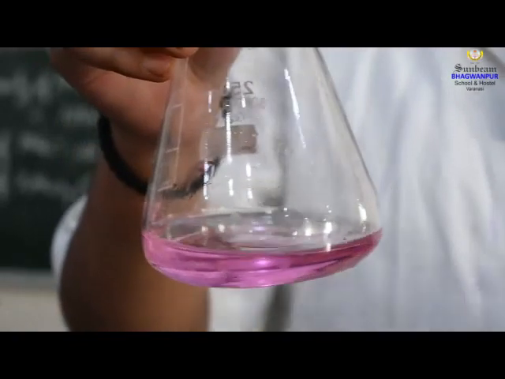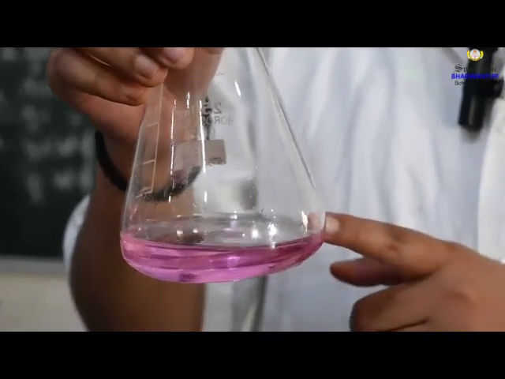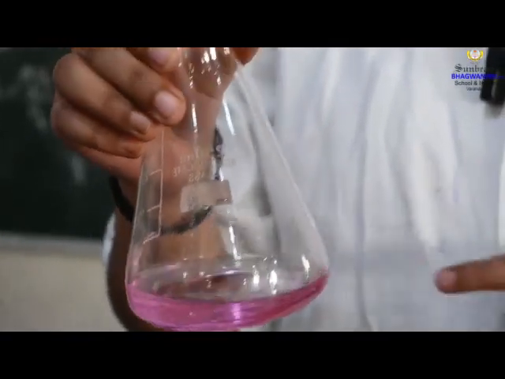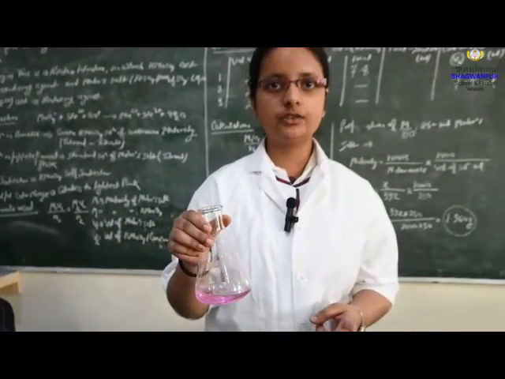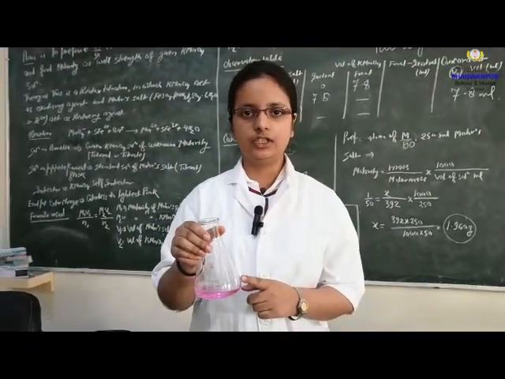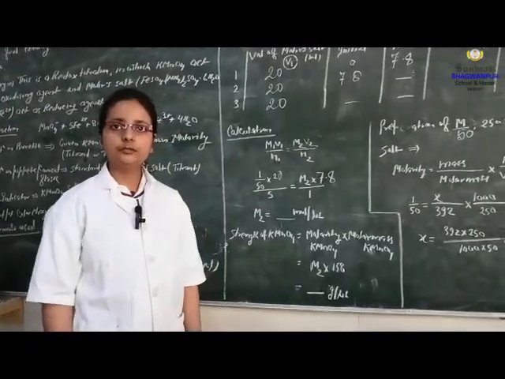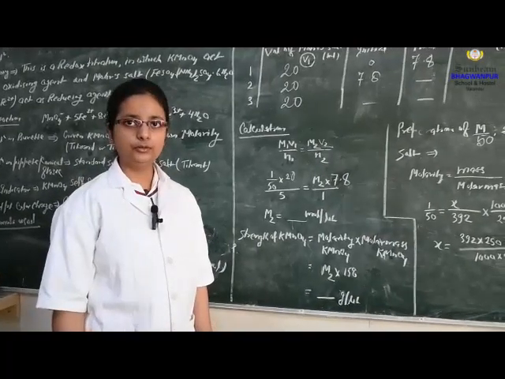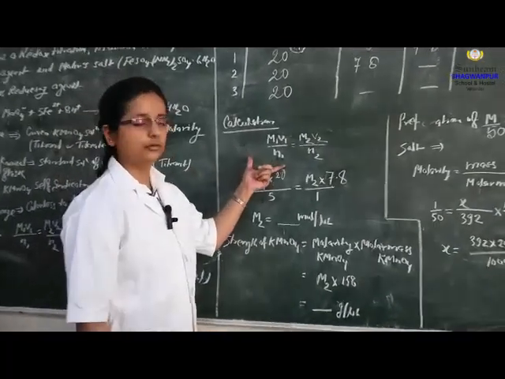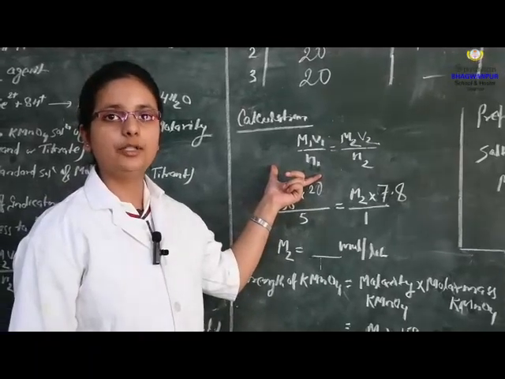This is the solution which we have obtained by our first reading, but we have to further take 3 more readings for the exact calculation. So we have to find the molarity of the other solution, that is KMnO4. So we will use this formula to find out the molarity of KMnO4.